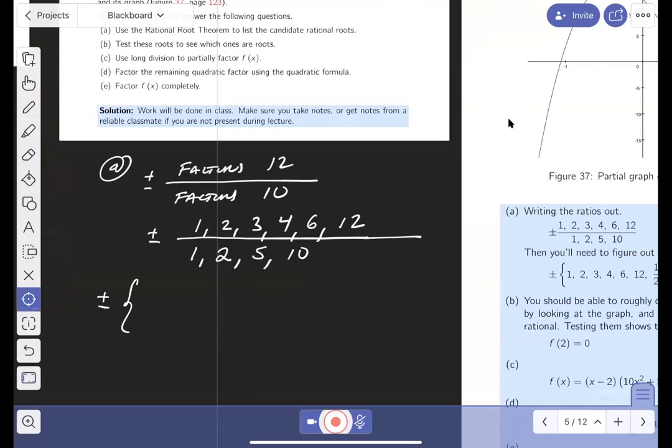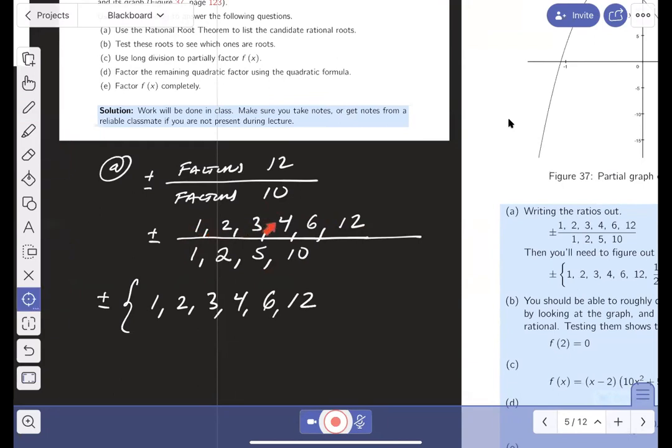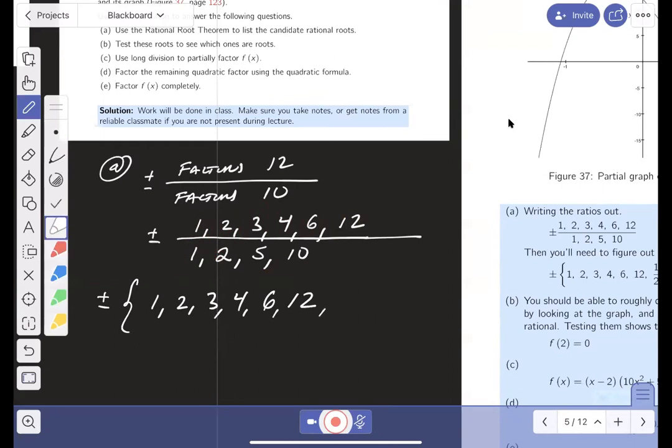I want to point out what I'm doing over here. I'm going to take these numbers and divide it by these numbers one at a time. Let's do the 1 first. It's an easy division. What do you get? 1, 2, 3, 4, 6, and 12. Now what am I going to do? I'm going to take these numbers and divide it by 2. And what do you get? Well, you get 1/2. Well, 2 over 2 is 1. I'm not going to write that down. It's already down. 2/5. And then 2 divided by 10 is 1/5.